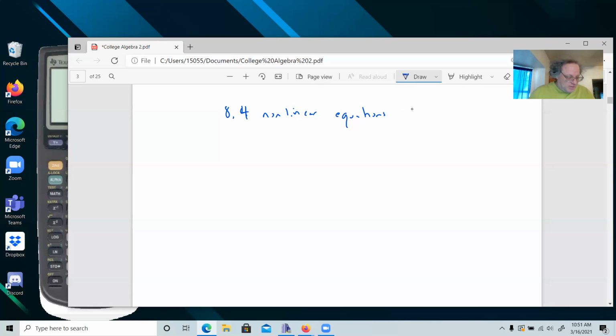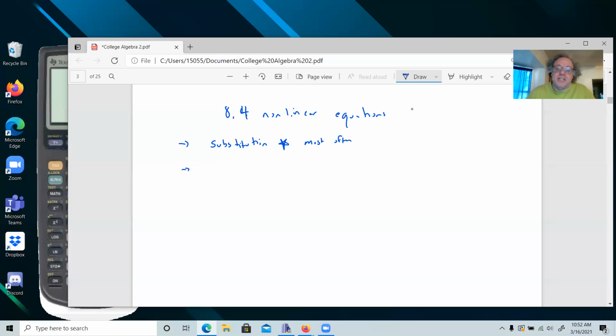So let's see here. Let's just talk about a couple of examples to start off with. Well, let me just go over the solution methods. We have substitution. By far, this is going to be your most employed method. This is going to be used most often.